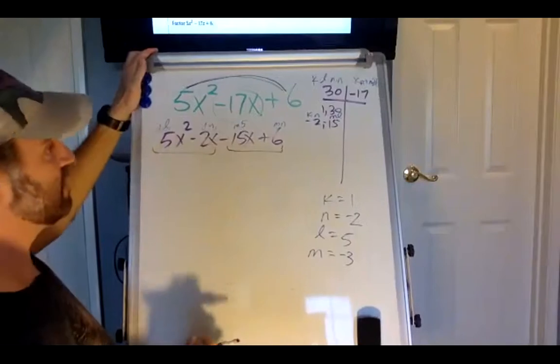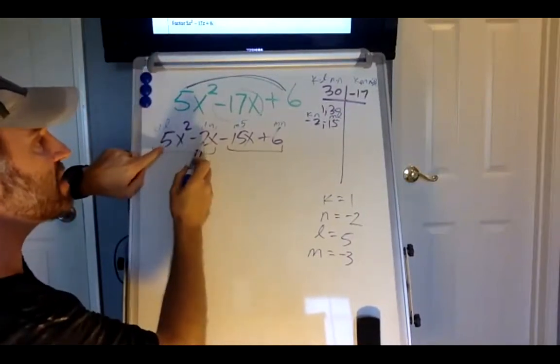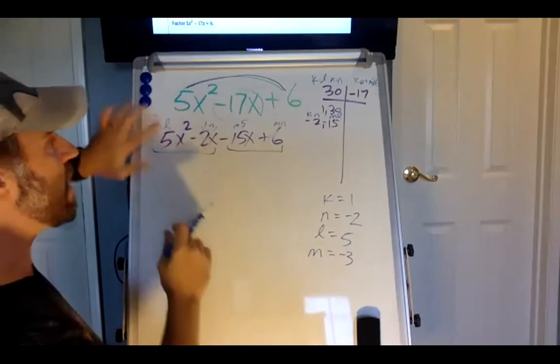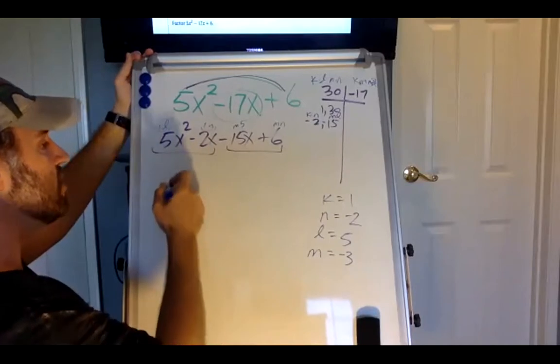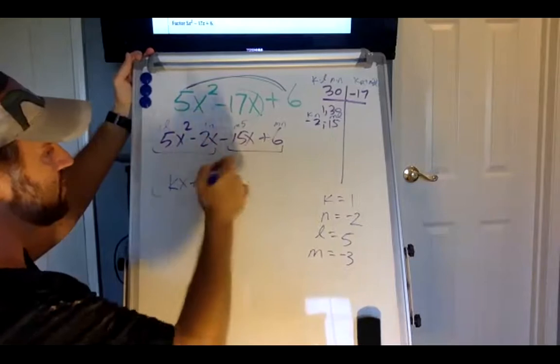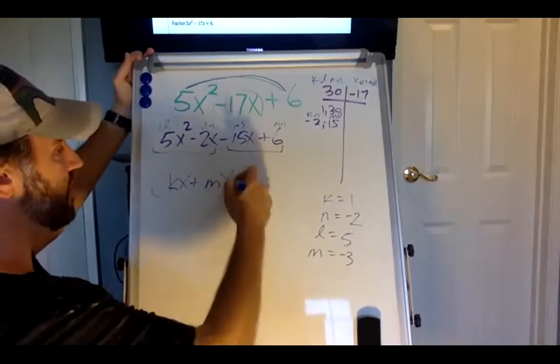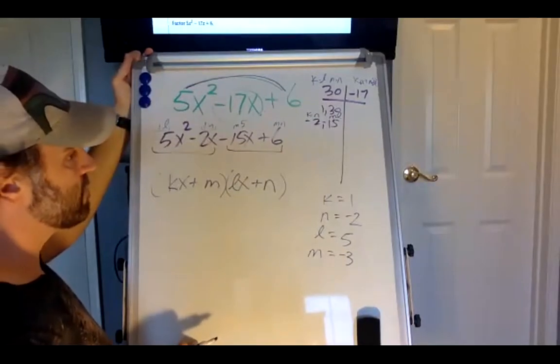Oh, but how did you get K if there are 2 of them? What method did you find to do it? Oh, hold on. I don't know. We just discovered a new method. And then we know that it factors as (Kx plus M)(Lx plus N).